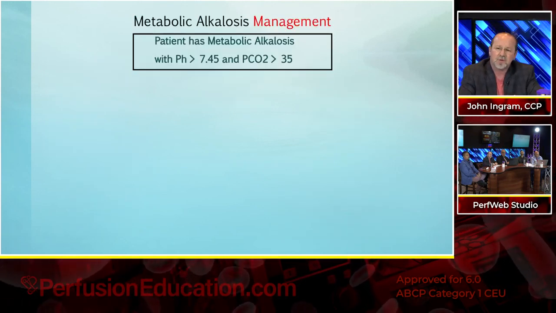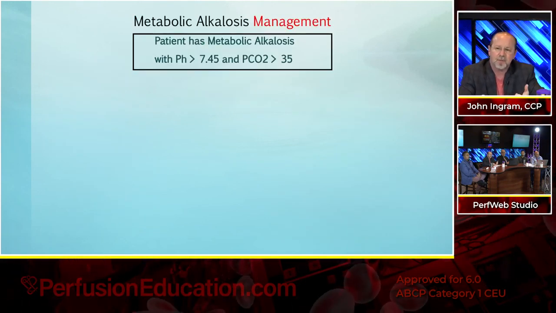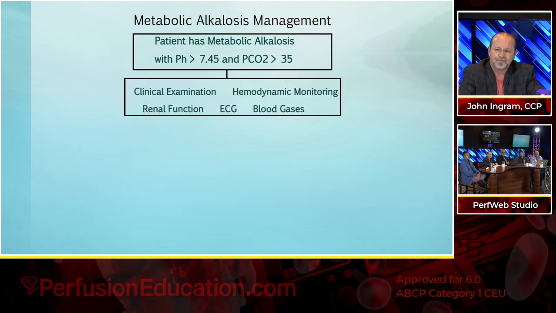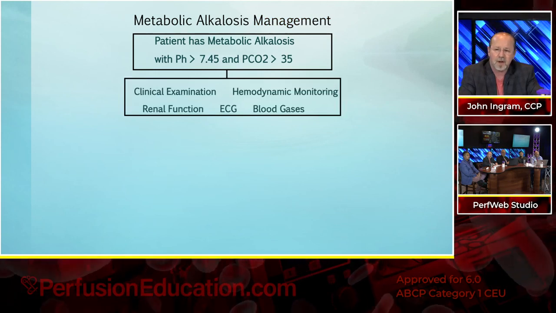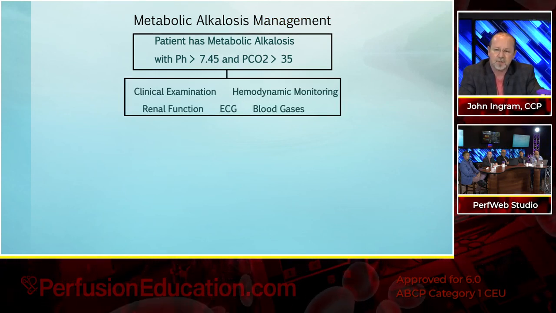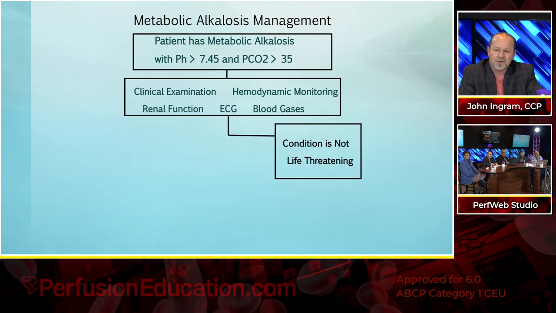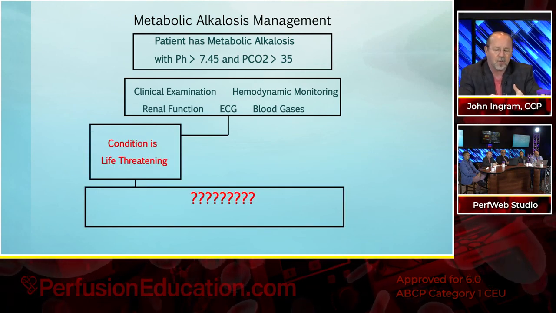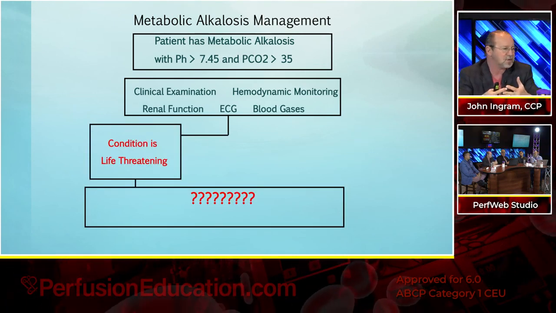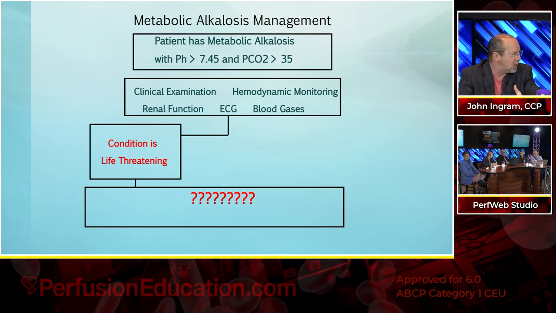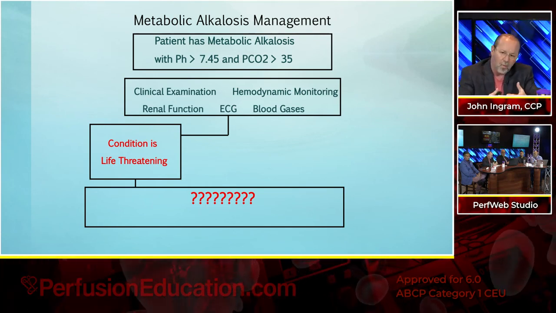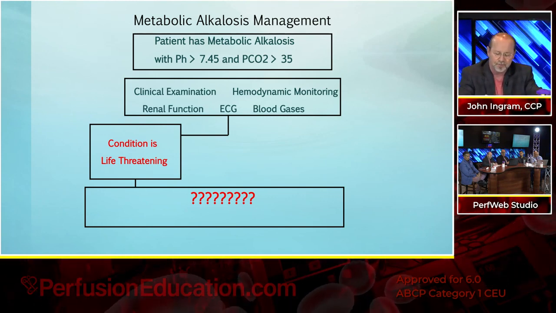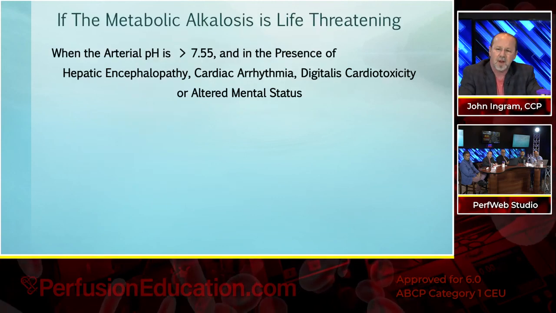So getting back to how we would manage a patient like this. Patient comes in, pH higher than 7.45, CO2 greater than 35, clinical exam, hemodynamic monitoring, renal function, EKG, blood gases. And if the condition is not life-threatening, it's a lot of what I just talked about. But what if the condition is life-threatening? In other words, the patient comes into the ER, we don't have all this time to run a urine chloride level and then find out what else is going on. Is their renin activity too high, or is it their aldosterone? They have a life-threatening condition of metabolic alkalosis.